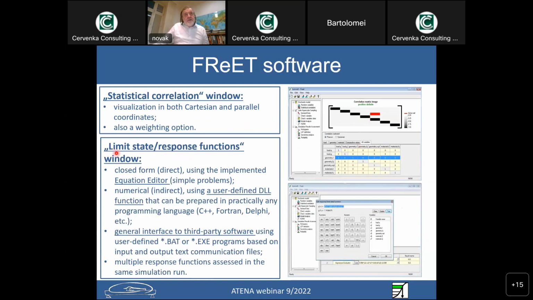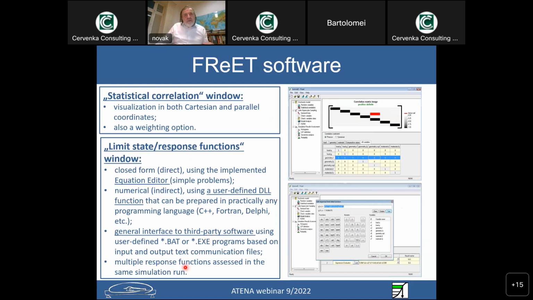And the limit state response function window has several possibilities. There is a closed form direct implementation of the response or limit state function using the implemented equation editor, right? Based on the input random variables, you put the function here. Indirectly, there is a DLL function prepared in any programming language, and there is a general interface to third-party software using BAT or exe programs, which need some programming, right?